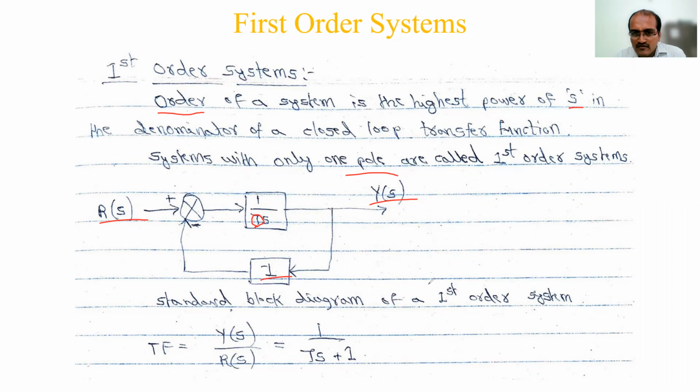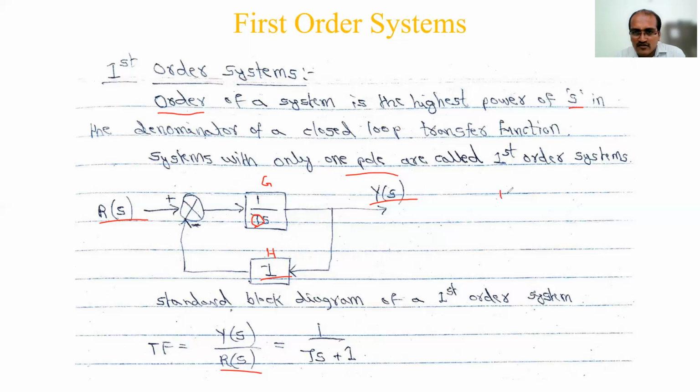If you write the transfer function of this, how do you write it? We consider the forward part as G and the feedback part as H. Applying the elimination of the minor feedback loop, or using the standard formula, it is G divided by 1 plus GH, because a minus sign is there. So you will get the transfer function Y(s) by R(s) equal to G, where G is 1 by tau s. I have directly written it; you have to do the simplification.